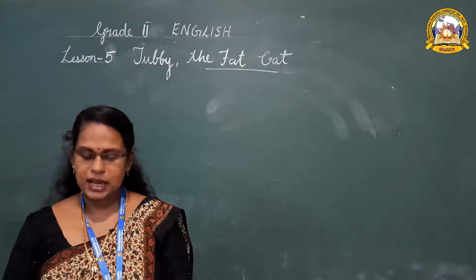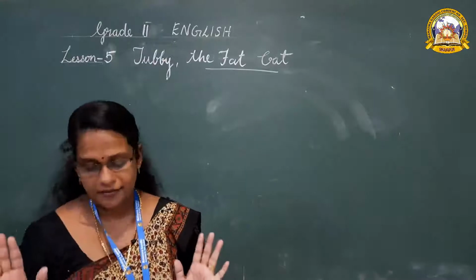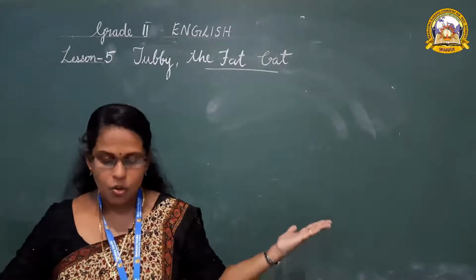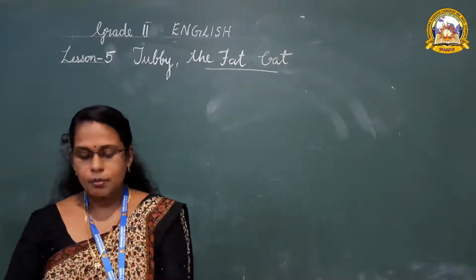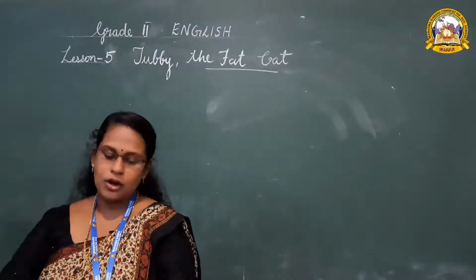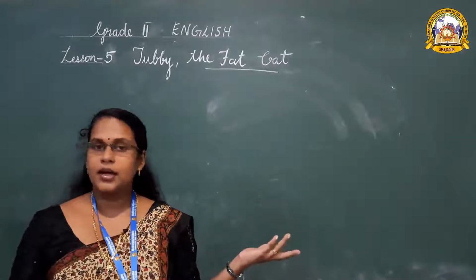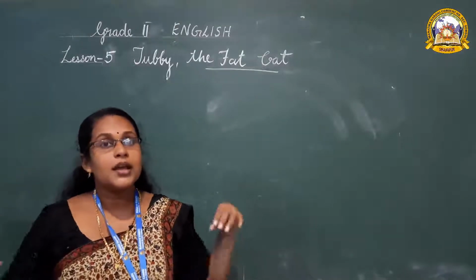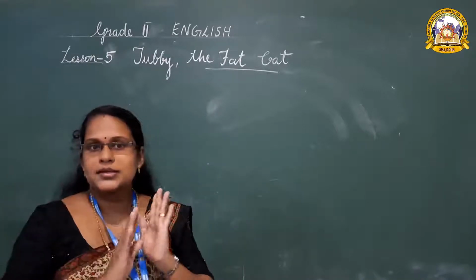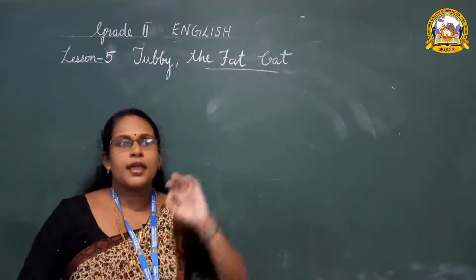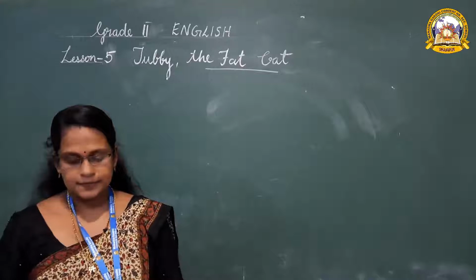Tubby was a slow fat cat. Tubby was very slow in going everywhere and he was so fat also. Fat means mota. Most of the time no one knew where he was. We cannot find where he was because he will be sleeping anywhere without any disturbance, where the place is very safe for him to sleep.